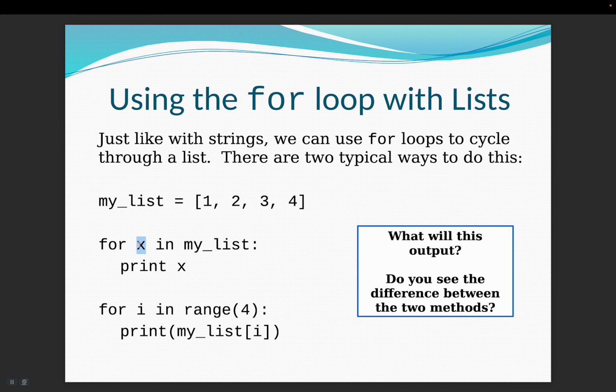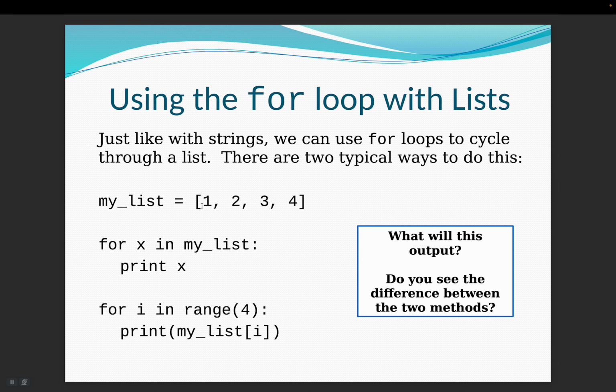We want to have a variable that's going to store each element of the list. So we say for x in my list, print x. What this for loop is going to do is keep going until it reaches the end of the list. So when we start out, x is going to be index 0.